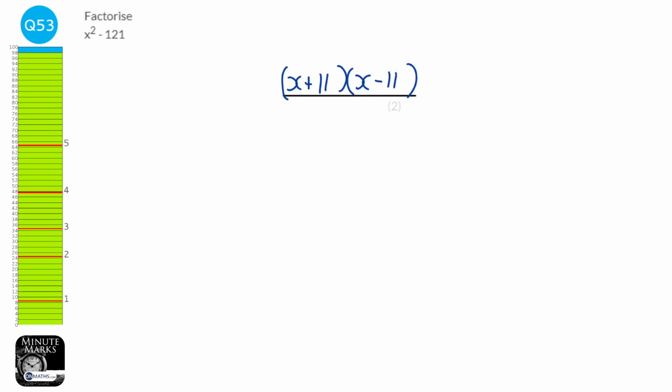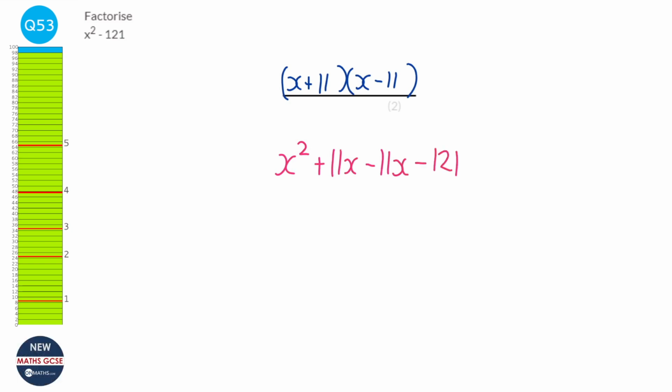Now, when we expand that, and we'll just quickly expand that now to have a look, it's going to be x squared plus 11x minus 11x minus 121. And notice that the two x terms cancel each other out, which is why we don't have the x term.